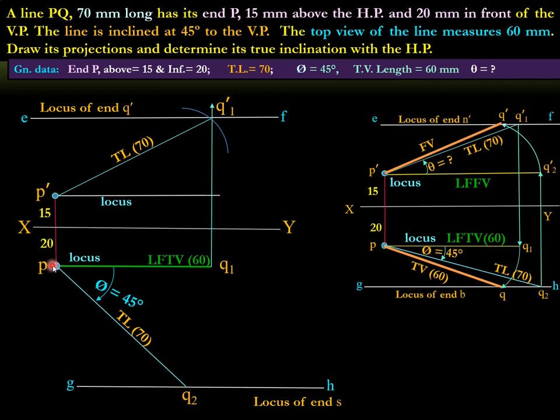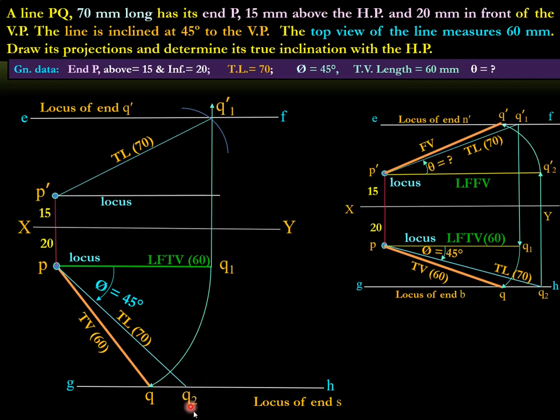With p as center, pq1, that is the length of the final top view, which is equal to 60 mm, as radius, draw an arc in the downward direction to intersect the bottommost locus line. Name the point of intersection as small q. Join the point q with point p, which will become the final top view.